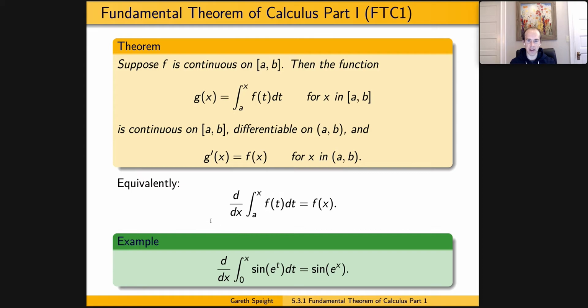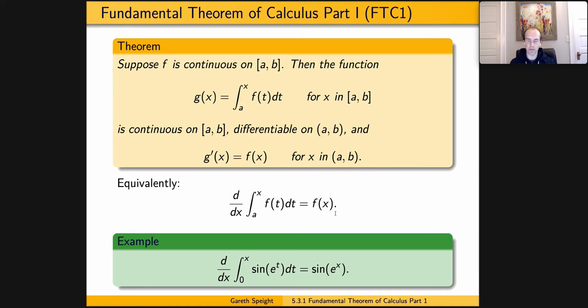Okay, so another way of looking at this is with this formula, d over dx of the integral from a to x of f of t dt equals f of x. So what this is saying is that if we want to differentiate an integral where the x is in the upper limit, then all we have to do is take the thing we're integrating and replace the variable of integration by x.